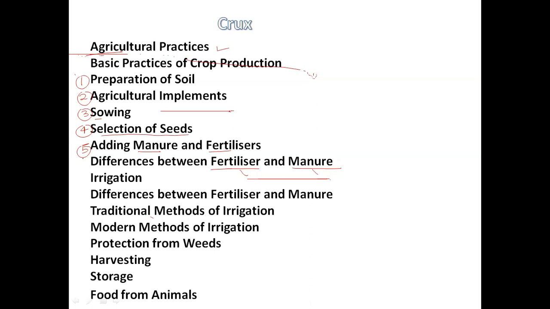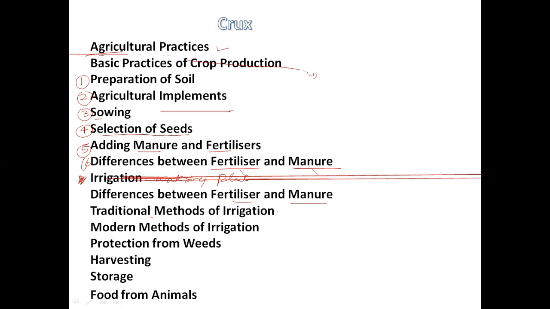And we will also discuss irrigation. Irrigation is what? Simply, it is watering the plants. Now we will also look at the differences between fertilizers and manure, how they are different. Because both serve the same purpose of providing nutrients to the soil, yet they are different.